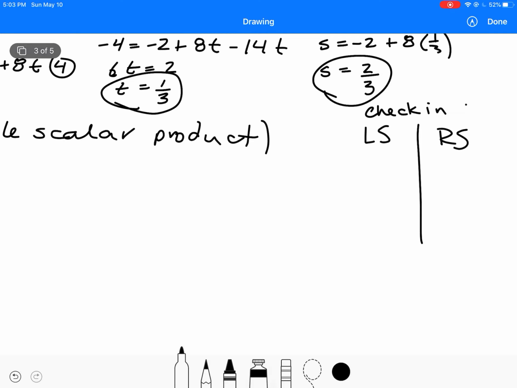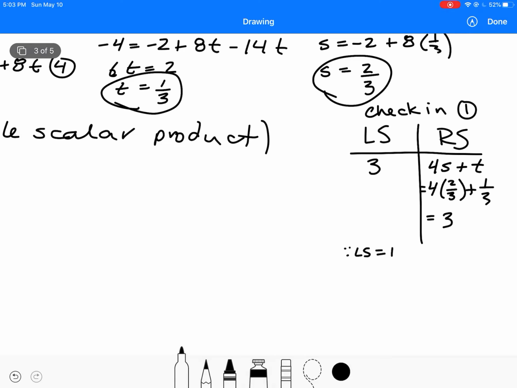And we're going to check in equation number 1. That's the one that we haven't used yet. So our left side of equation 1 is 3. And our right side of equation 1 is 4s plus t. So now I'm going to substitute in my values that I got for s and t. And I also get 3. That's great. So since my left side is equal to my right side, A, B, and C are coplanar.